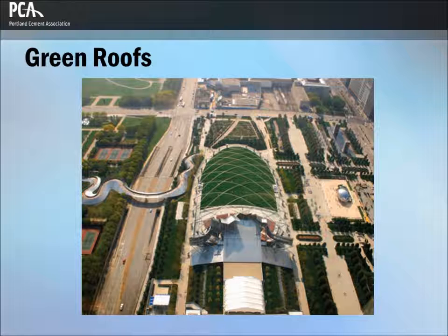Concrete structures can also provide green roofs. Green roofs can be made to support small plants, shrubs, or built to support much larger vegetation, even urban gardens. The image shown here is Chicago's Millennium Park, which is an extensive green roof covering a commuter rail station and two parking garages.